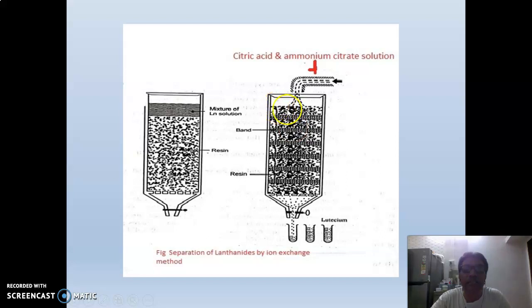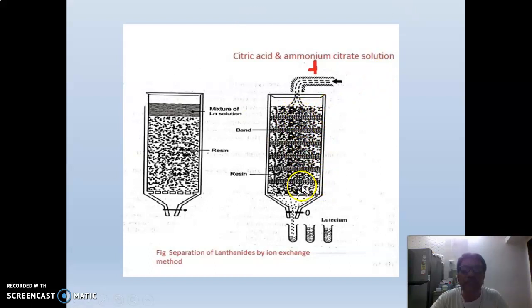So this is the complex of the lanthanum tripositive ion with citrate ion, then cerium tripositive ion with citrate ion. So the cerium citrate ion complex is formed, and the last one, at the bottom of the column, is lutetium tripositive ion with the citrate ion. So in this way individual bands are created here in the resin column.